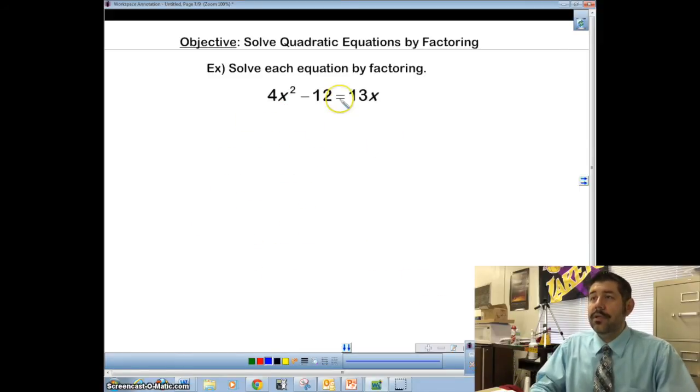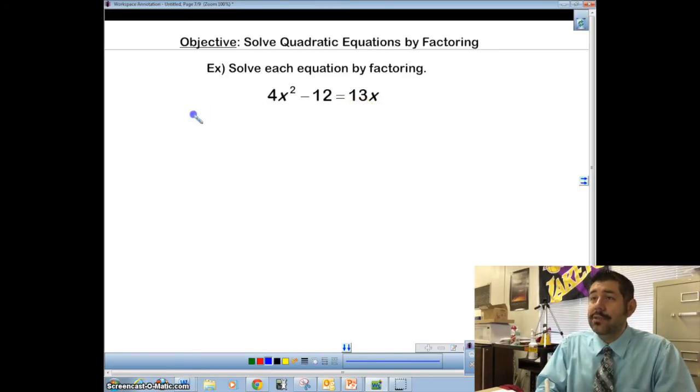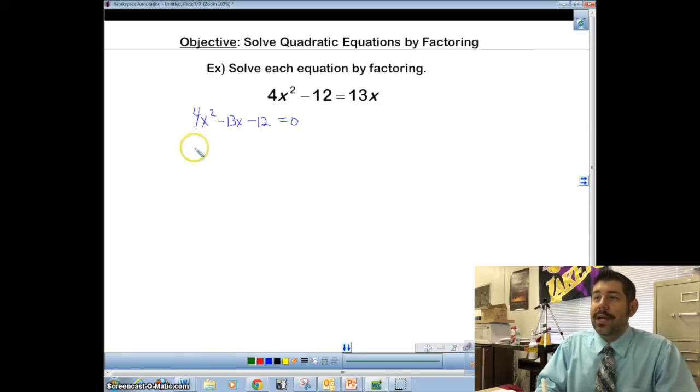Let's take a look at another one. All right, so what are we going to do here first? Subtract 13x. Good, so 4x squared minus 13x minus 12 equals 0. Remember, we want it all equal to 0. It's the zero product property. Okay, then we're going to factor.